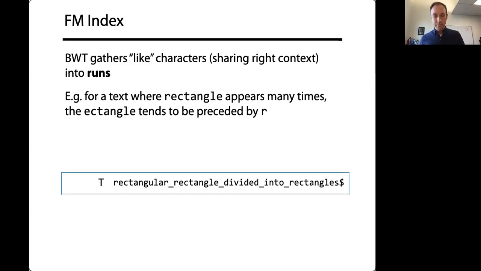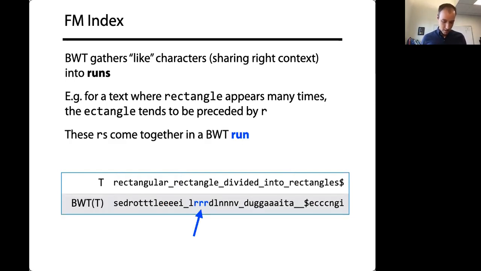For example, let's say this is our text here. It's got sort of 3 variations on the word rectangle in it. So if you think about the characters at the beginning of those words, they all have this similar context that comes to the right, right? They all have ectangle or something like that coming to the right. So once we take these characters and put them in order according to their right context, the R's are going to come together in a run, right? They all had very similar right context, so they all come together in a run in the transform text.